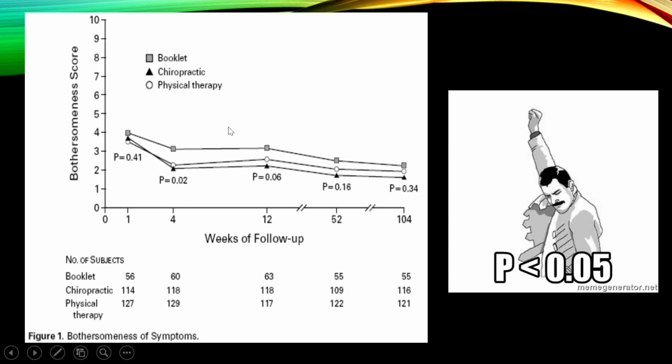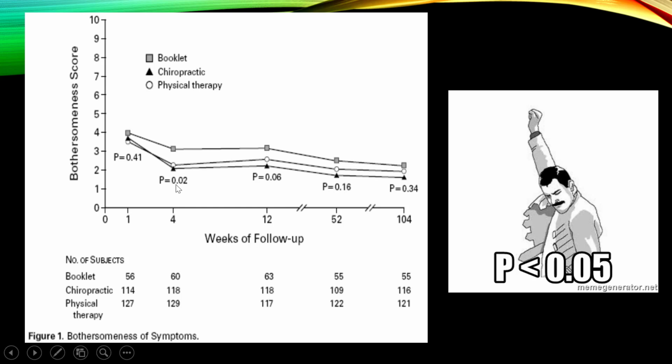So here is a figure. If we're looking at weeks to follow up, comparing that to the bothersomeness score with 3 different groups, booklet, chiropractic, physical therapy. Here's the baseline. The p-value is not less than 0.05, which indicates there were no significant differences at the start of the study. This was probably calculated either based on an ANOVA or a regression analysis, this p-value.